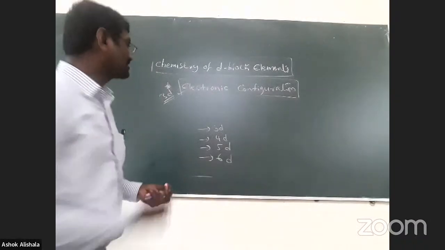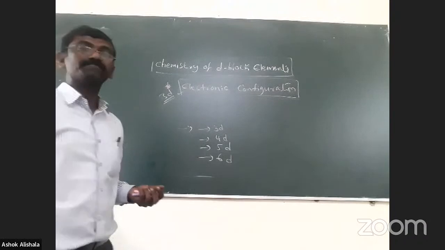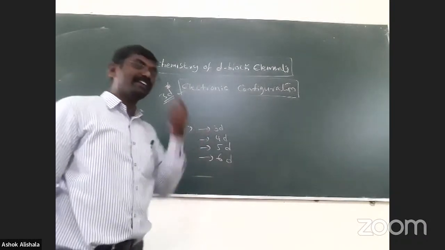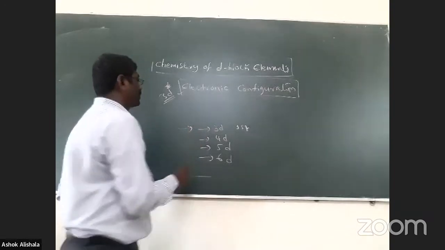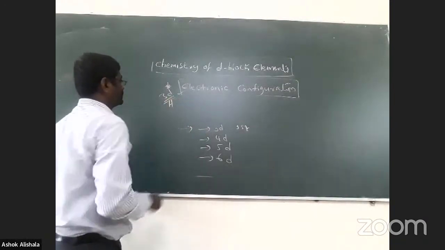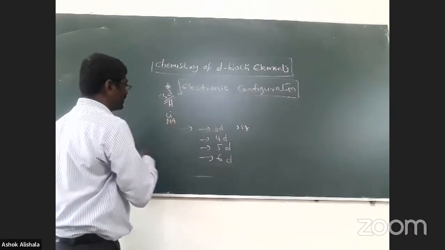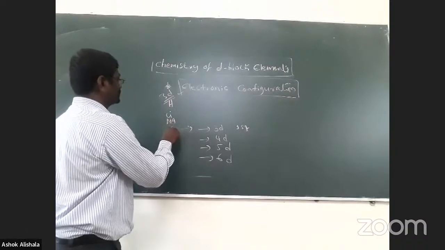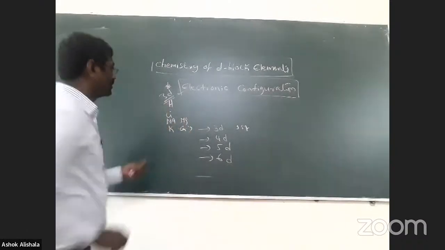Okay. Where does it start? In which period is the 3D series available? Scandium to zinc, after calcium. First period is hydrogen. Second period is lithium. Third period is sodium. Fourth period is potassium. Of course, the second period has magnesium and calcium.